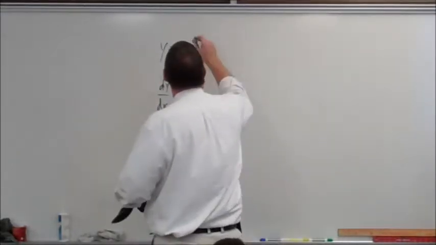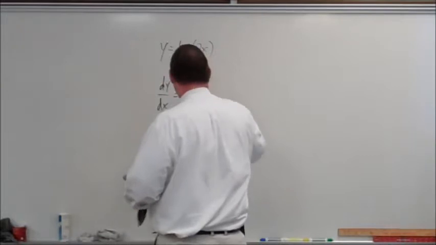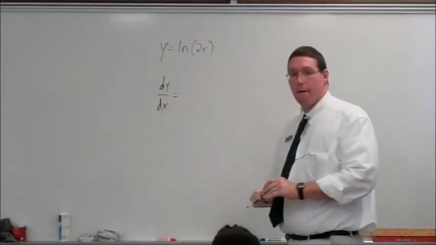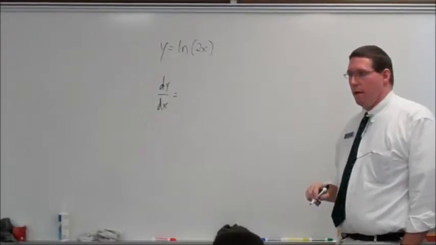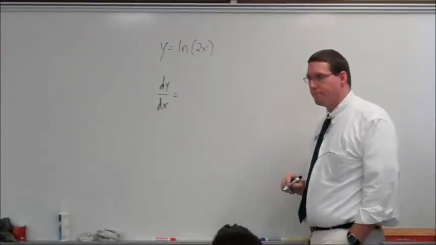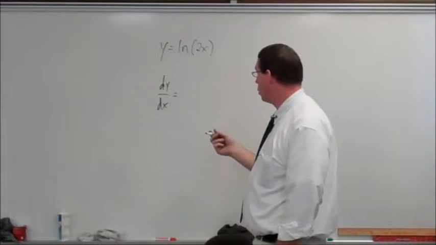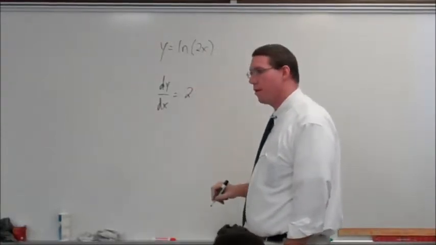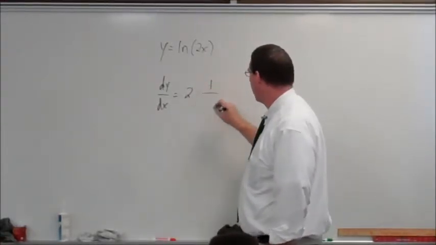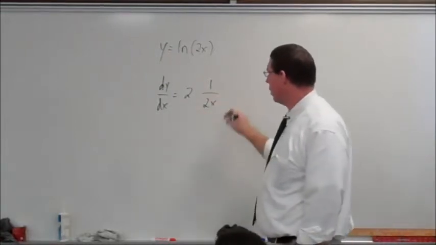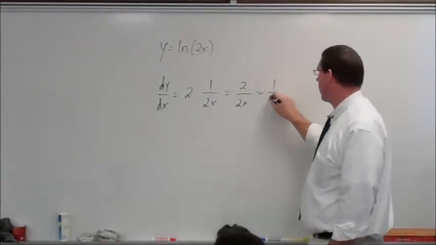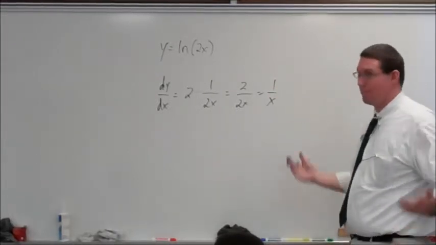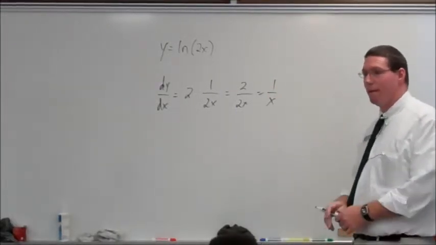Now we're going to do the natural log of 2x. How should we start? Get the derivative of the inside, which is 2, times 1 over 2x, the derivative of the outside with the inside unchanged. That's 2 over 2x, which is 1 over x. Oh my gosh, how does that work? It's logarithms, man. They are awesome.